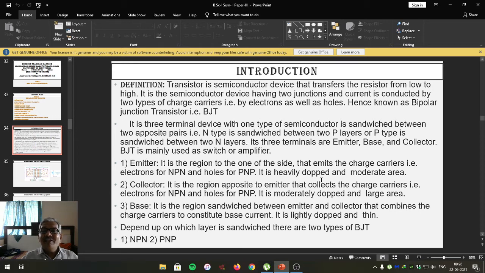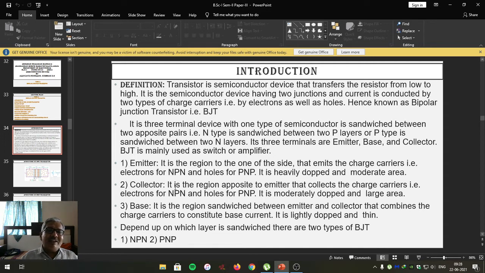Friends, the emitter is heavily doped. Doping concentration of the emitter is heavy because it has to emit the charge carriers. And the area of the emitter is moderate. It is heavily doped and it emits the charge carriers. That is called the emitter, which is one of the sides in the structure.